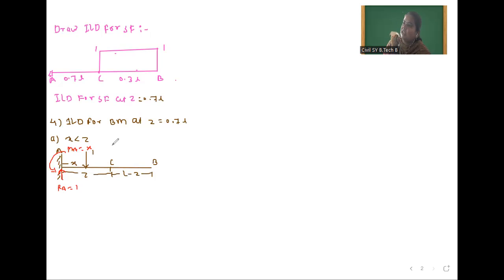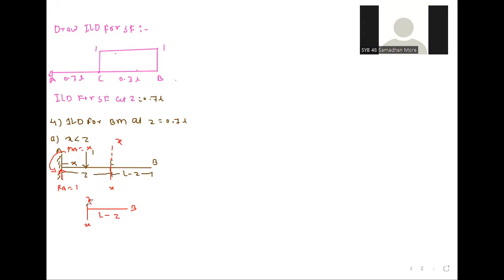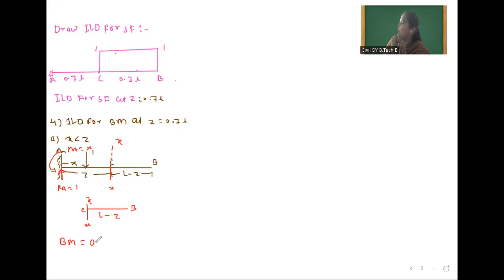Now we will take a section at this distance, xx. Section at this z point. So we will consider this beam, here the xx section, here B point, and this span is L minus z. You observe here from this C point to B, there is no load. So what is the bending moment? 0. The bending moment is 0. So for x less than z, the bending moment value is 0.